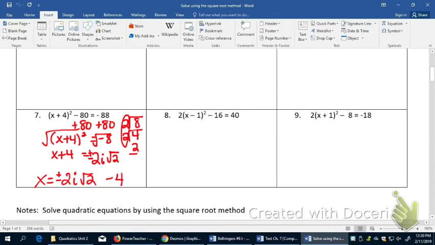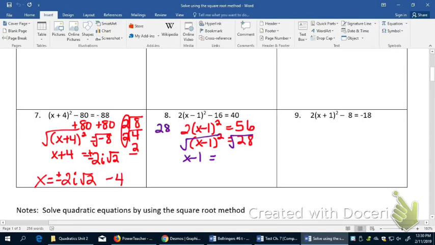Let's talk about number 8 and number 9. So on number 8, the first thing we would do is add 16 on both sides. And you do get 56. Divide by 2 on both sides. And you get 28. Okay? This is where we start doing the square roots because we have the square by itself, so we square root on both sides.